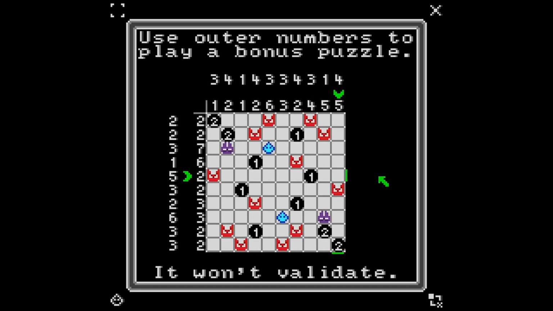Level 128. It says use outer numbers to play a bonus puzzle. I think I'll settle for the regular puzzle for now. So let's go to the corners first. A bomb that hits 2 bunnies. It has 3 potential targets, so it has to hit at least this one. And it's the same up here.